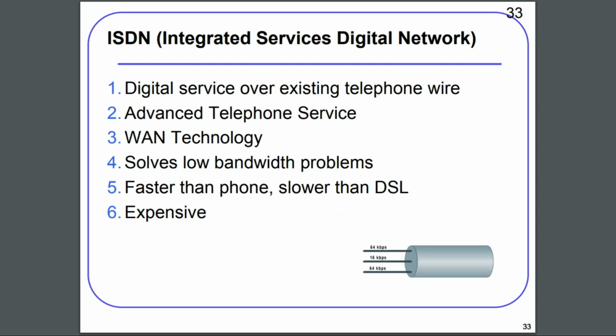On this slide you can see ISDN, Integrated Services Digital Network. It provides digital service over existing telephone wire, is an advanced telephone service and a WAN technology, and solves low bandwidth problems. It is faster than phone, slower than DSL, and this is an expensive type of network. So let's move to the next slide.